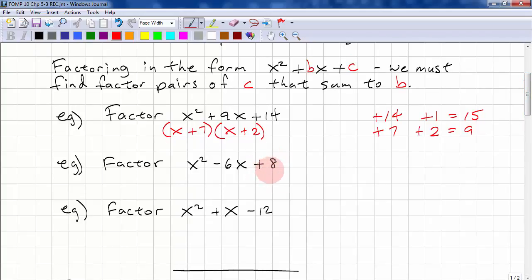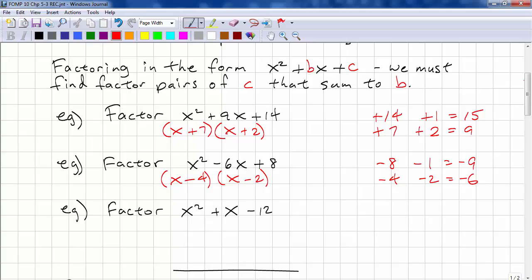Let's look at the next example. We need factor pairs of 8. They're both going to be positive or negative because this is positive. Since b is negative, we're going to make negative factor pairs. Negative 8 and negative 1, this is negative 9. So that's not it. So we continue. Negative 4, negative 2, that equals negative 6. That equals b, so we can stop. So it's x minus 4 and x minus 2. And that completes the factoring.